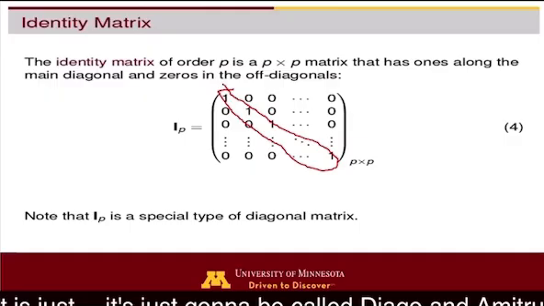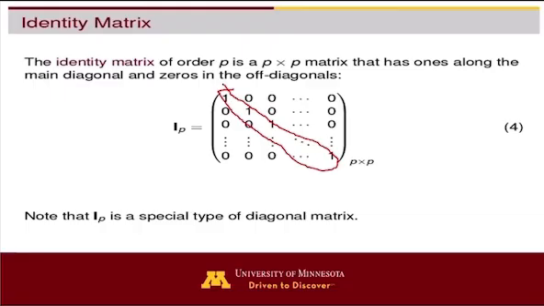So this is an identity matrix of P by P. When I say P by P, I'm saying a square matrix where the number of rows and the number of columns are the same. So an identity matrix is a special form of a diagonal matrix.